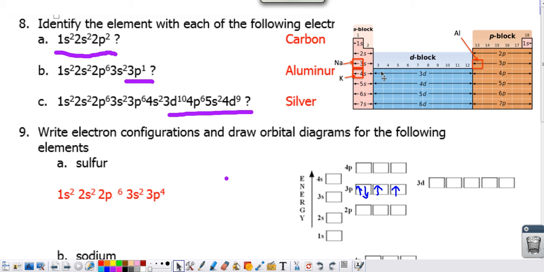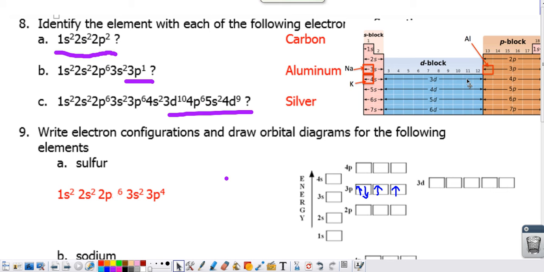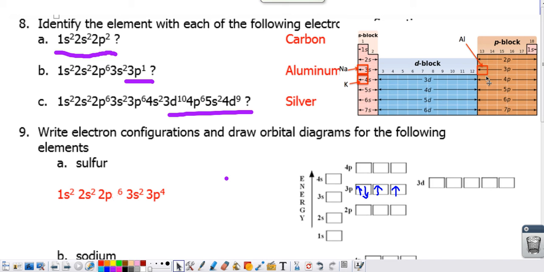So another way to do it is just find their location. Here is aluminum right here on the periodic table. This periodic table is marked by sublevel: first S, second S, third S, fourth S. Let me zoom in on that so you can really see what I'm talking about.